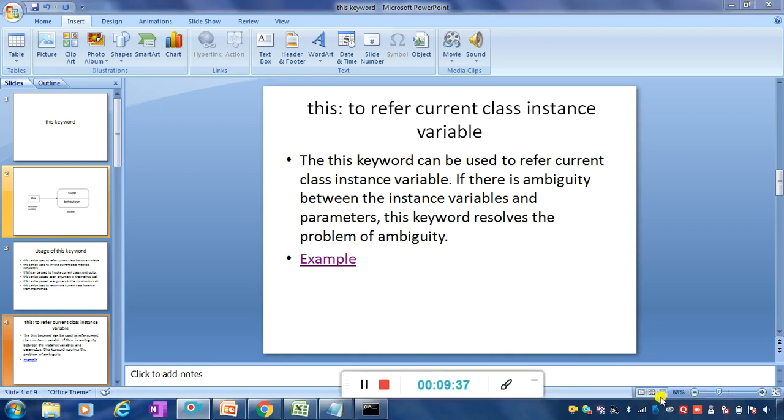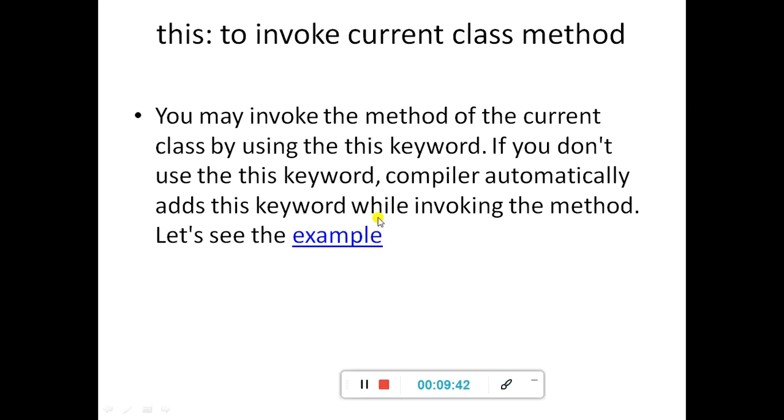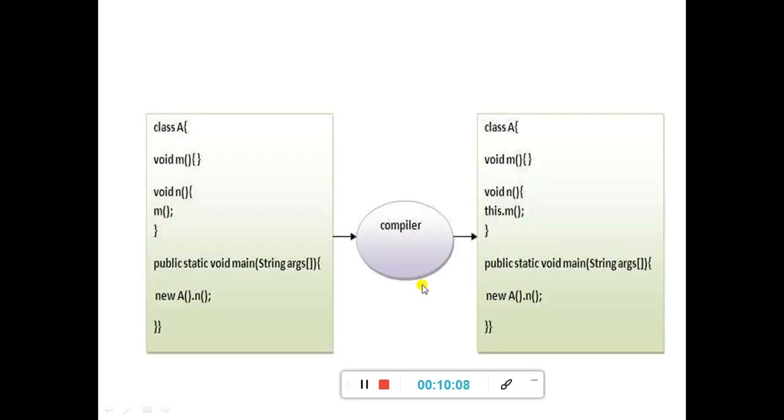Now let's see where next we can use this keyword. Now this is used to invoke the current class method. You may invoke the method of the current class by using the this keyword. So as I told you before, it is used to refer to the member variables. Similarly, it is used to call the methods also. If you don't use this keyword, the compiler automatically adds this keyword while invoking the method. Now let's see what I'm trying to say.